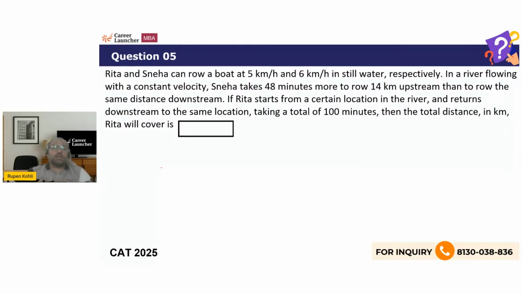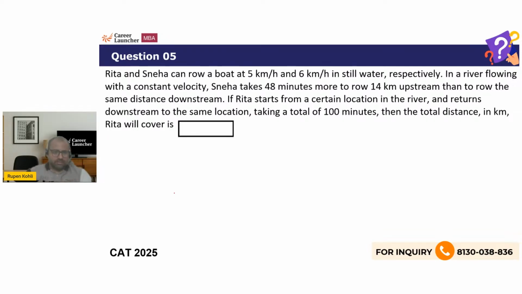The distance is 14 kilometers. In this whole scenario, what do I find missing? First, I know both people's speeds, their boat speeds, the distance, and the difference of time, but the speed of the river current is not known. So I think that is what we have to obtain perhaps. The question starts further: if Rita starts from a certain location on the river and returns downstream, taking a total of 100 meters, then the distance. So clearly, to solve that, I first need the speed of the river current, which I should be able to get from the 48 minutes time difference by writing an equation on it.